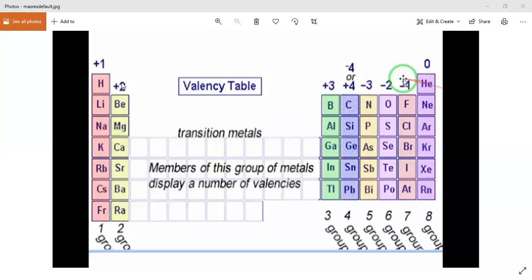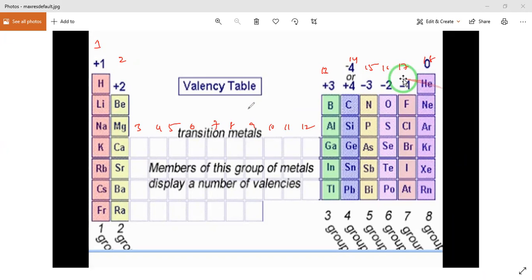Suppose if we take the periodic table, the first group is this. This is the first group. This is the second group. Third, 4, 5, 6, 7, 8, 9, 10, 11, 12. This is the 13th group. This is the 14th, 15, 16, 17, 18 groups in total.